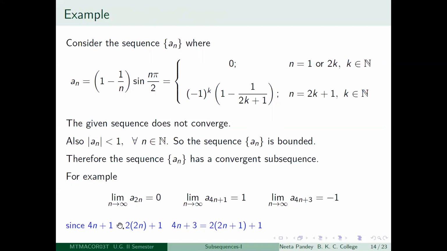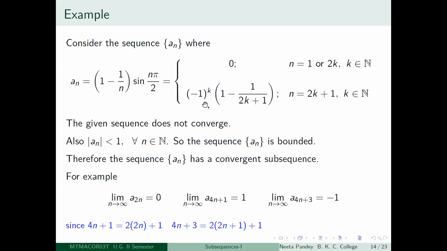So its limit is also going to be 0. So at least you have got 1. And actually, let us look at all possibilities. As I said, for the odd terms, except for the first one, all the odd terms are either near 1 or near minus 1.